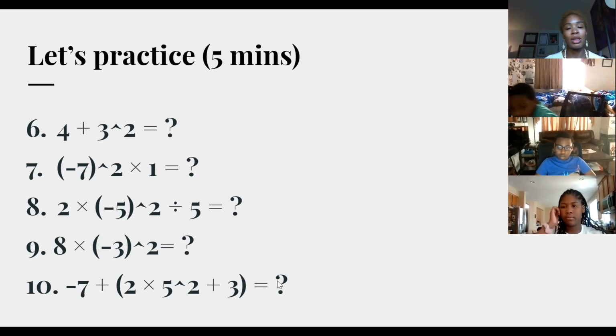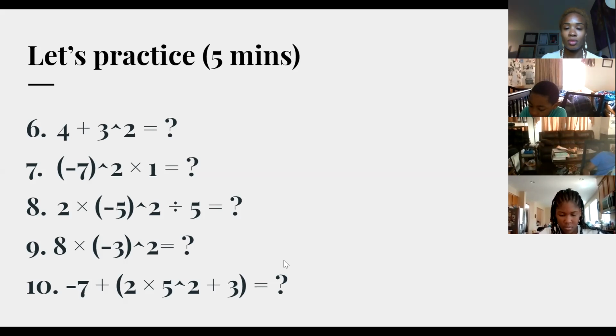Number 9. Yep, so you have 8 times -3 to the second power. So first we do the -3 times -3, which gives the positive 9. So we just have 8 times 9, which is 72. So somebody else is going through how they got the answer. You write it down on your paper too.